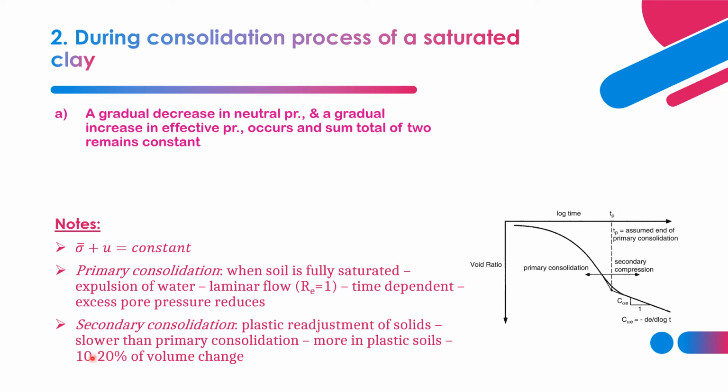And secondary consolidation is slower than primary consolidation. It happens very slow when compared to primary consolidation. So that's why this curve becomes something with a reduced slope. You can see here secondary compression. And in more plastic soils, it can be up to 10 to 20% of volume change during secondary consolidation. So this is how consolidation happens in two ways, primary and secondary, and secondary is only for more plastic clay.